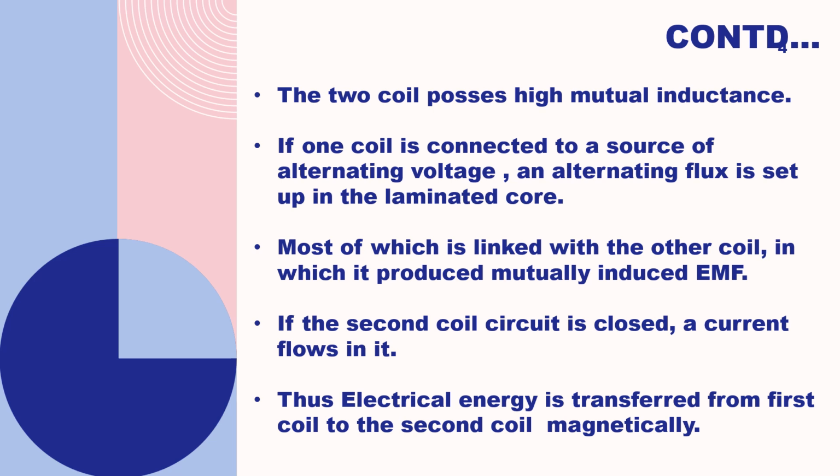If one coil is connected to a source of the alternating voltage, an alternating flux is set up in the laminated core, most of which is linked with the other coil, in which it produces mutually induced EMF. If the second coil circuit is closed, a current flows in the second circuit. Thus, electrical energy is transferred from first coil to the second coil magnetically.